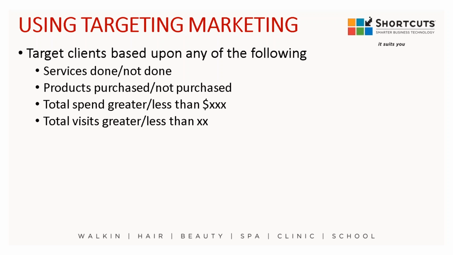Same thing with products. We could potentially market to customers based upon products they've purchased before or products they haven't purchased. So maybe I have my top selling product list, and I want to target people that have never purchased any of the top 5 items. Okay, maybe we want to target people based upon their spend or how many visits they've had as well. Okay, so in just a moment, you guys, I'm going to show you a video from our Learning Center on how to use the targeted marketing feature within Shortcuts.